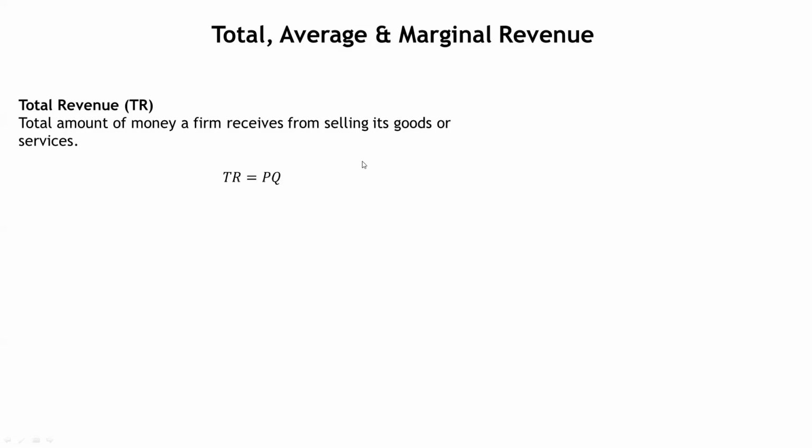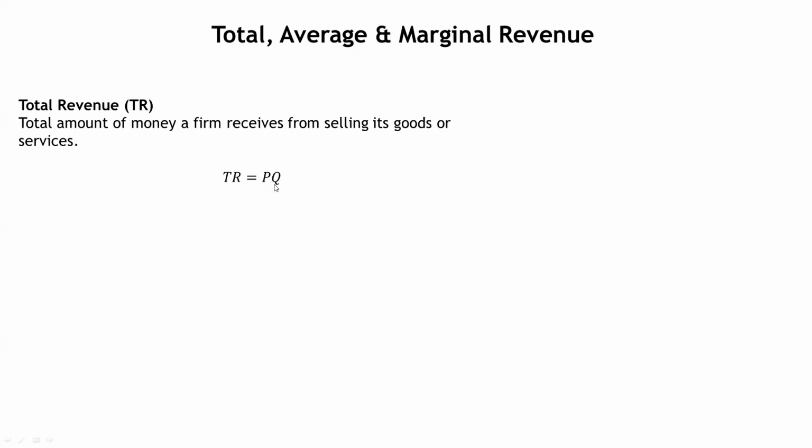What is total revenue? Total revenue is the total amount of money a firm receives from selling its goods or services. And we can have total revenue by multiplying price and quantity. This is the formula for total revenue. Total revenue equals P multiplied by Q. P stands for price of the product and Q stands for quantity sold.